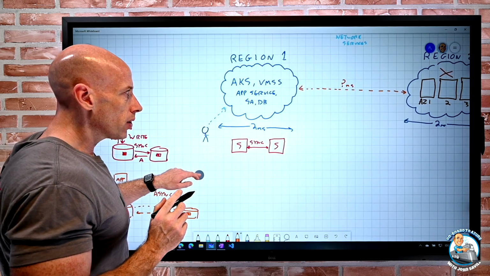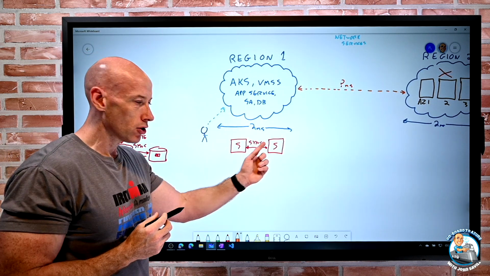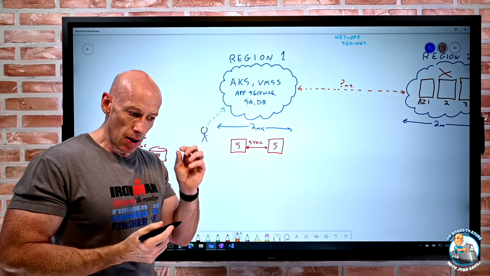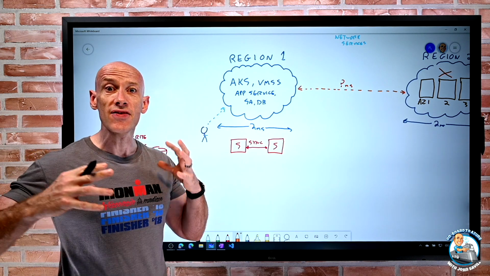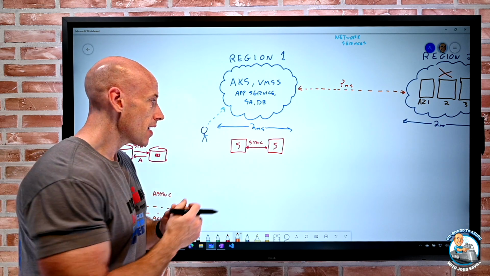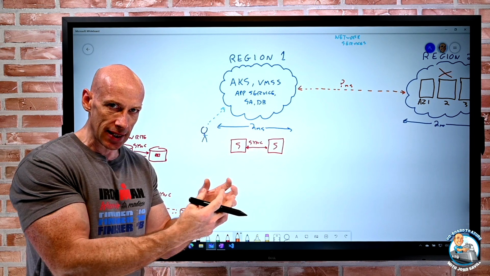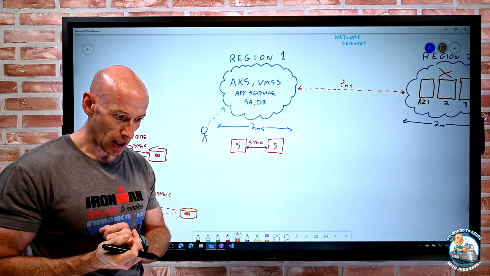So, okay, what we know is within a region, we can do synchronous replication because we have those very, very low latencies. And that's super important if there's any kind of state to that service. I know I can have this durability to that state.